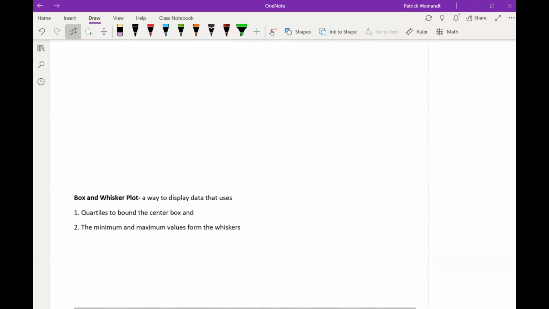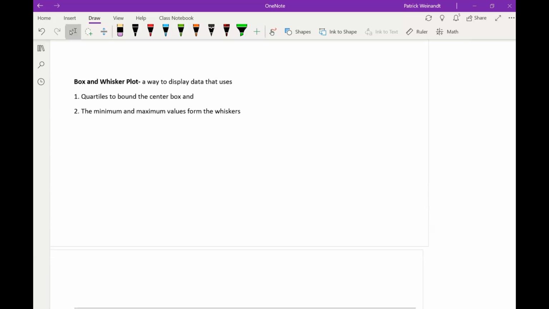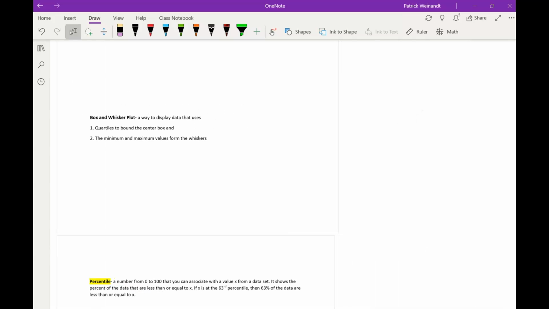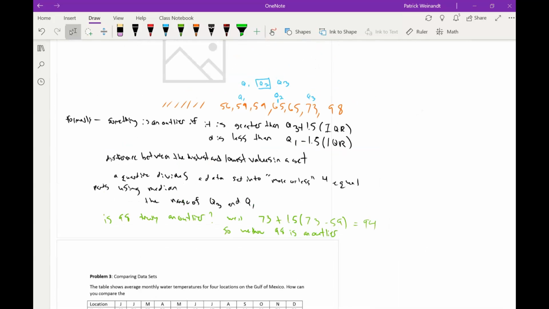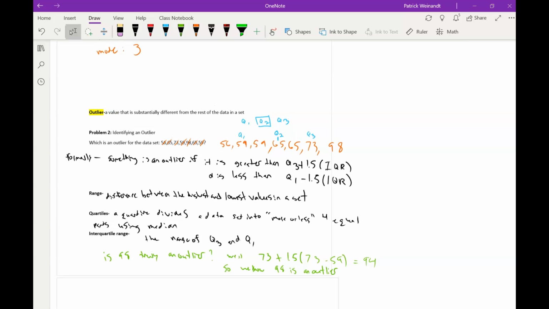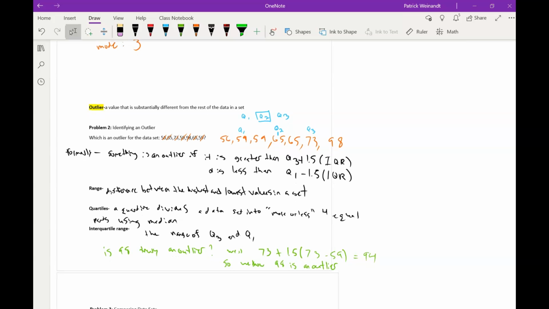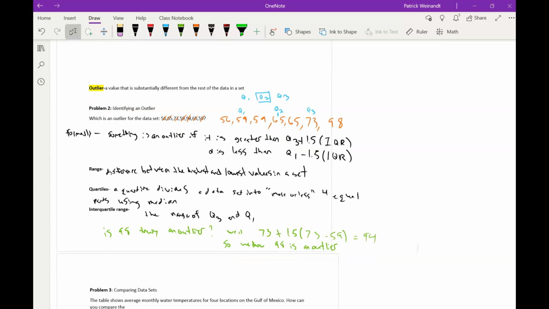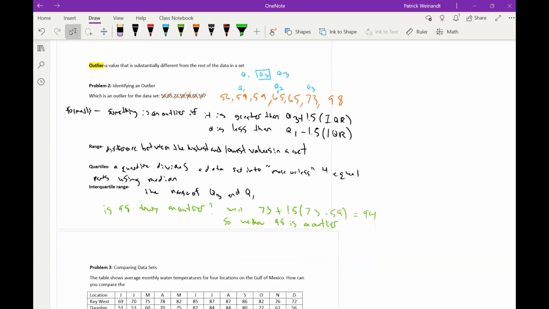That's just another example of finding mean, median, and mode. A box and whisker plot is just a way to display data that uses quartiles about the center box, with the minimum and maximum values forming the whiskers. You've worked on that in the past, maybe in middle school, you've worked with box and whisker plots. Basically, you have your minimum and your maximum value, so I guess we can make one very quickly. You have to visualize a data set.